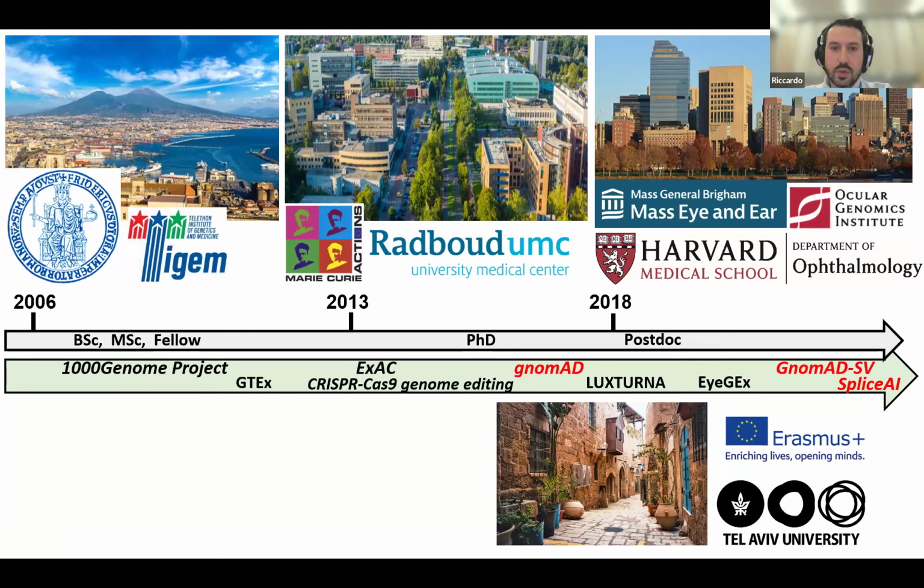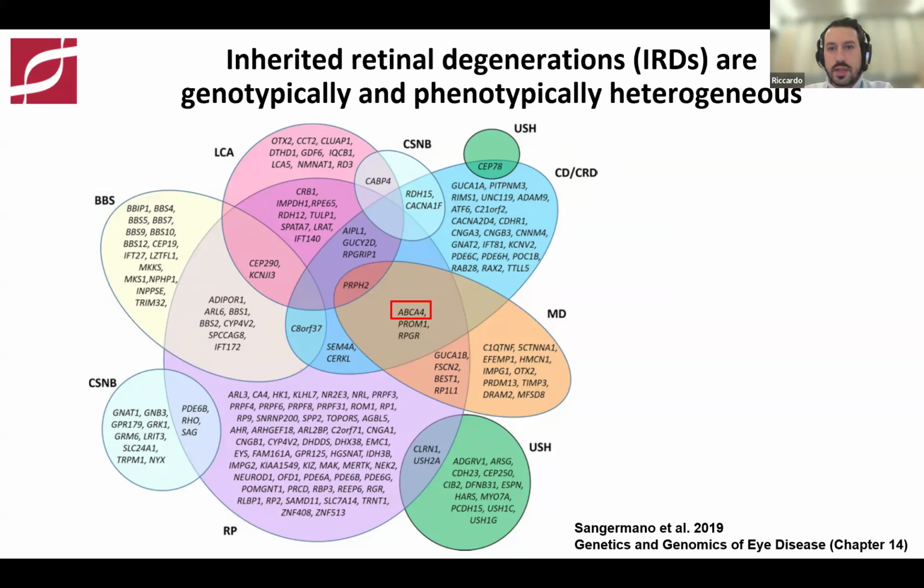As you may probably know, inherited retinal degenerations, IRDs for short, are genotypically and phenotypically heterogeneous. You can see here from this Venn diagram, in which each circle represents a disorder, the genes that are responsible when mutated for each specific disorder. As you can see, some of the genes are at the intersection of multiple diseases, and one among all is ABCA4, which is the most frequently affected gene in IRDs and is responsible for different types of macular degeneration like Stargardt disease, cone dystrophy, cone-rod dystrophy, and also retinitis pigmentosa. All these are different clinical phenotypes of different severity.